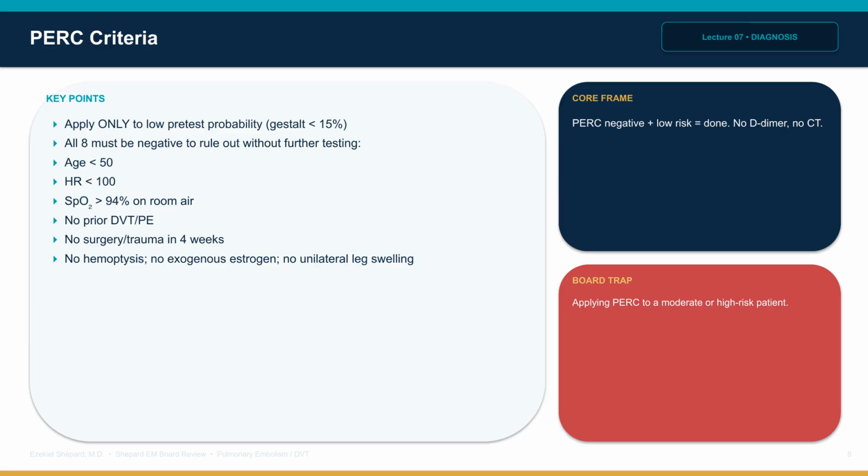The PERC rule, or PE rule-out criteria, is applied only to patients with low pretest probability and a gestalt PE risk below 15%. There are 8 criteria, and all must be negative to rule out PE without further testing. Age under 50, heart rate under 100, oxygen saturation on room air greater than 94%, no prior DVT or PE, no recent trauma or surgery within 4 weeks, no hemoptysis, no exogenous estrogen use, and no unilateral leg swelling. The board trap is applying PERC to a non-low risk patient. PERC does not apply when pretest probability is moderate or high.